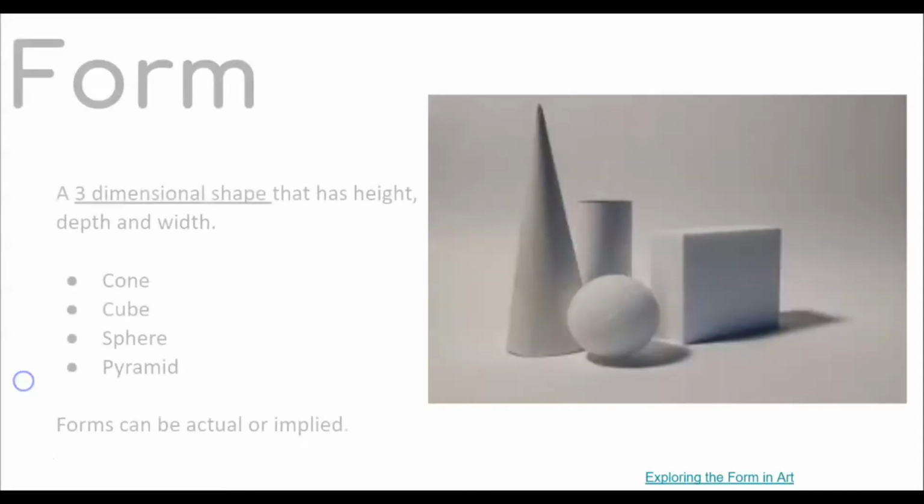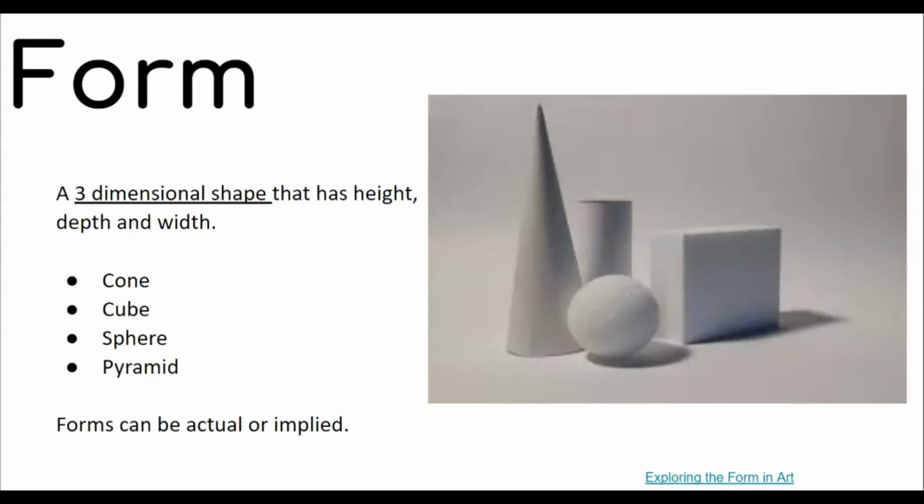As I said before, this project will be focused on two elements of art: form and value. And we know that form is when an object is three-dimensional or appears to be three-dimensional, and value is the lightness or the darkness of a color. Form is a three-dimensional shape or 3D shape. It has height, depth, and width. Some forms that we may recognize are cones, cubes, spheres, and pyramids.